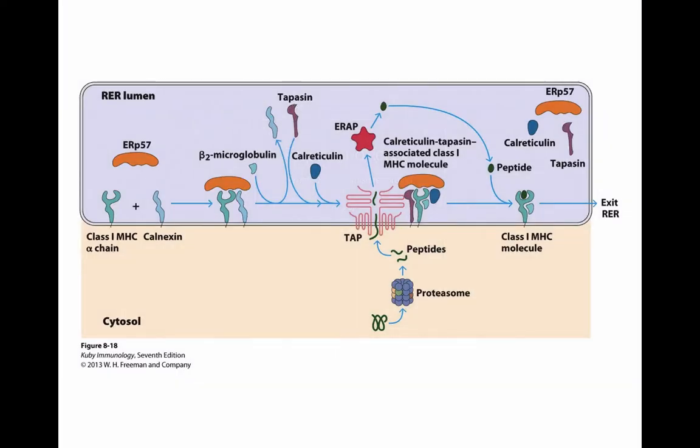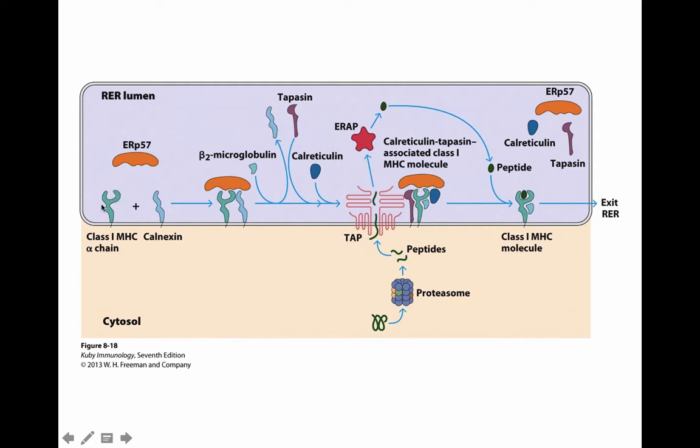This slide is discussing the processing, assembly, and stabilization of the class 1 MHC molecule within the rough endoplasmic reticulum. You have the ERP57, and then you have the class 1 alpha chain. Remember, it's made up of three pieces. So this third domain is kind of sticking out there. And imagine this is a two-legged man with one leg cut off. It can't really function very well.